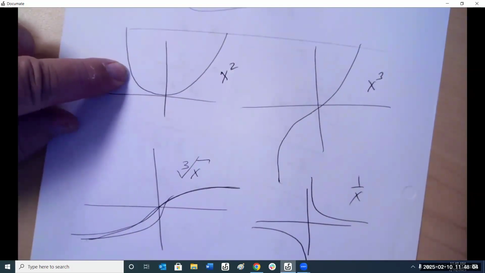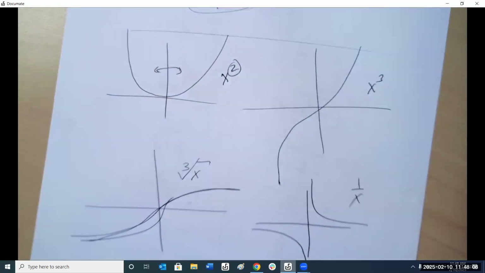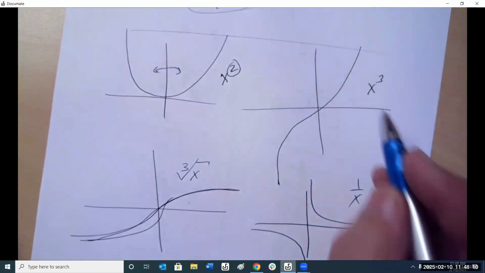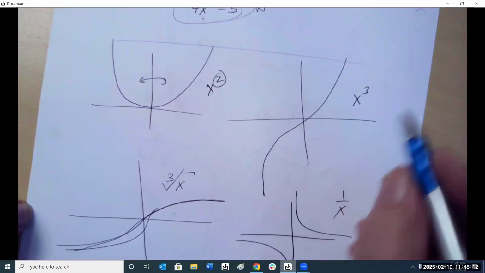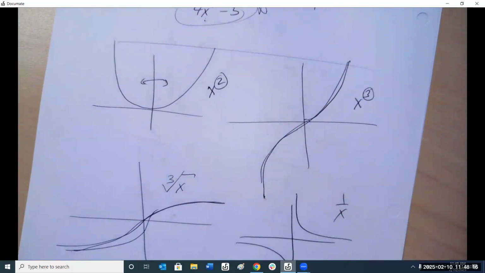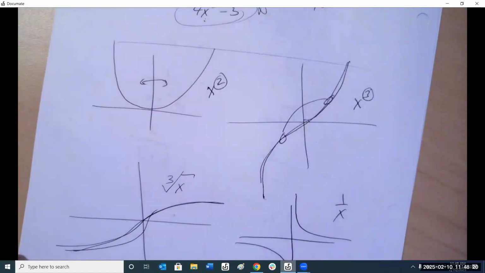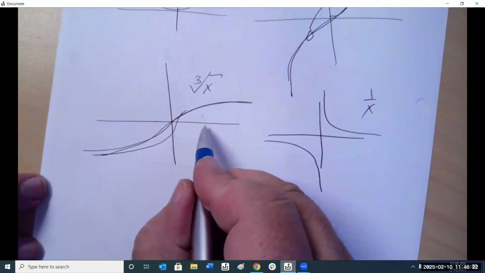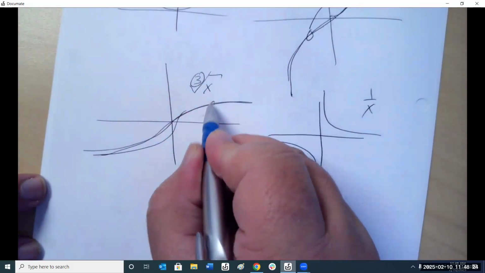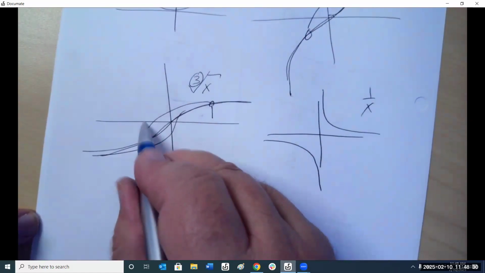Odd or even? Yeah, because that's even. And we know because it only flips across the y-axis. How about this one? It's odd, because it's an odd function, we know it because it flips across the origin. Odd or even? Because it's an odd number, same thing. It flips across the origin. This positive positive is the same as negative negative.